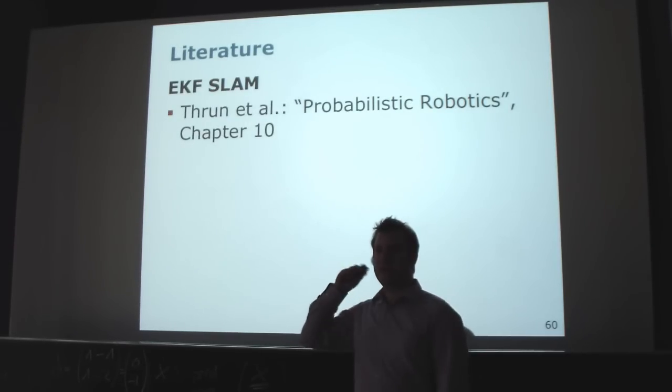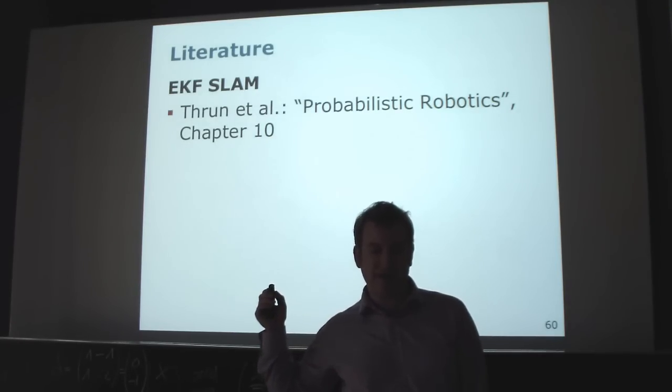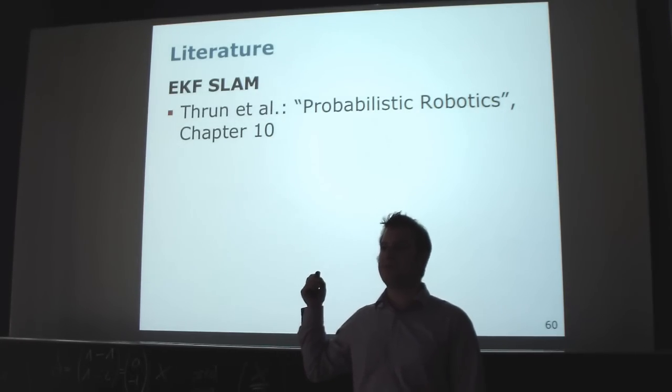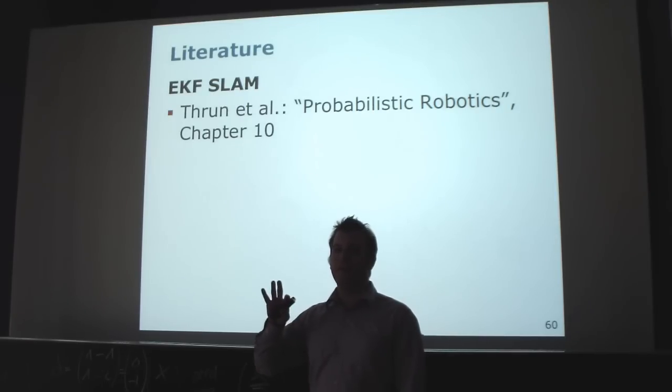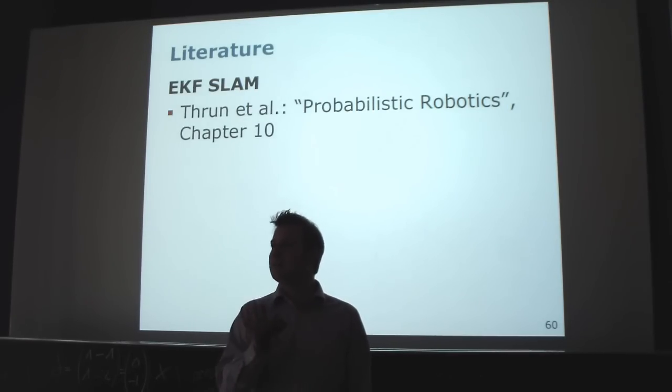Most of the slides I created here, you can find the background material in the EKF SLAM chapter of the Probabilistic Robotics book, chapter 10. All the algorithms are in there. If you're working with the first edition of the book, check the errata website.